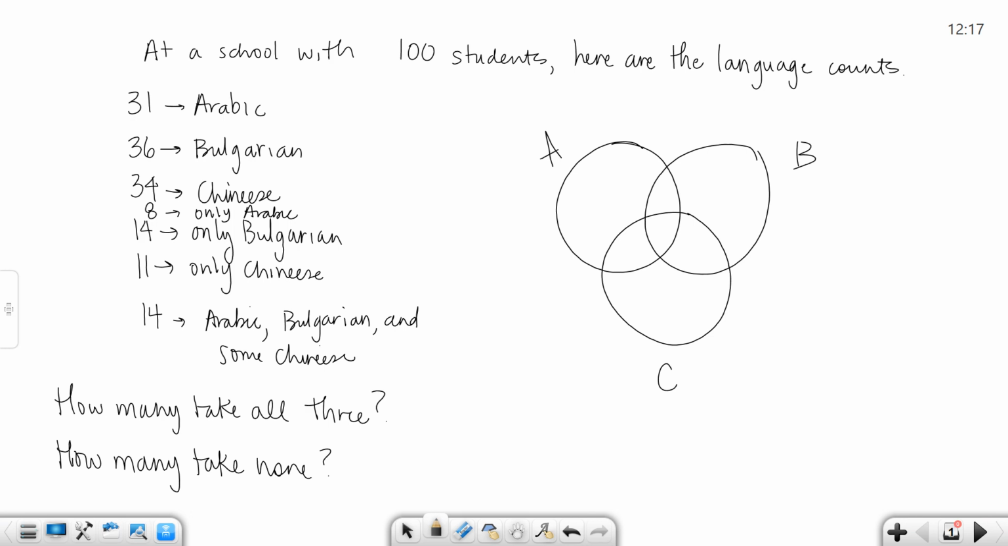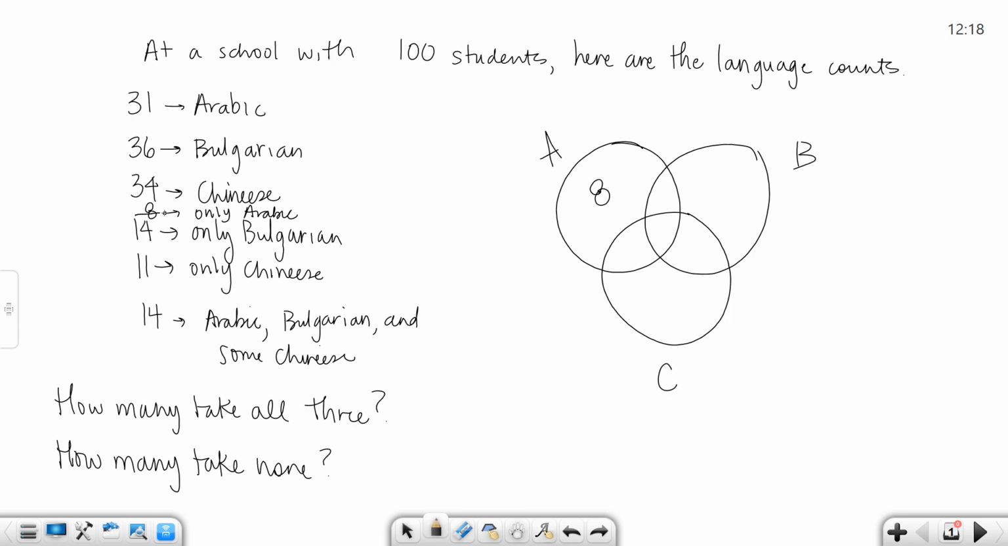Now, when the first one says Arabic, that's how many are in the entire circle. So that's not how many are right here. That's how many are in the whole A circle. Okay, so the easiest ones to look at are the ones that say only. So these 3 right here say only, so that's where I'm going to start. So it says only Arabic. So only Arabic is right here, because if you were right here, you'd be in Arabic and Bulgarian, right? So only Arabic is right here.